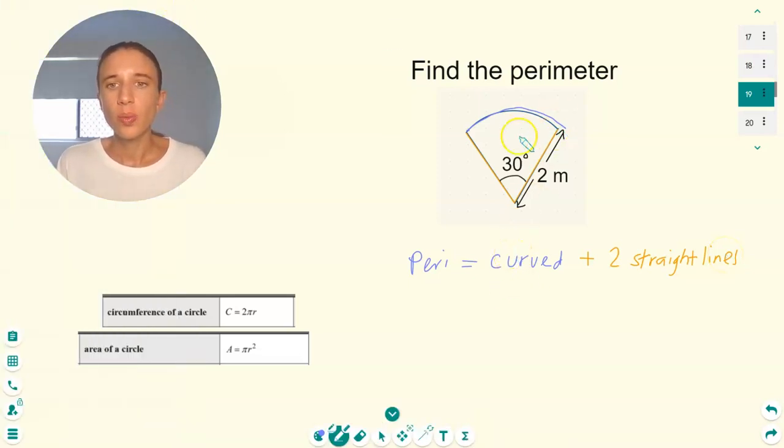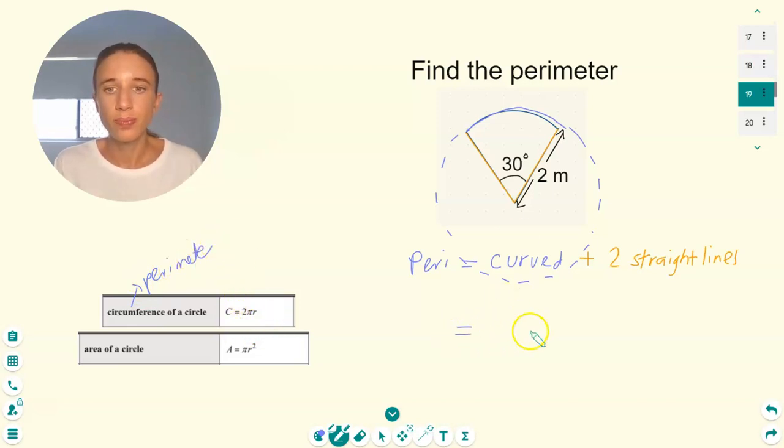Now, what will that curved bit be? How could we find the perimeter of that curved bit? Well, if we notice, this is a full circle. So what is the perimeter of a full circle? Well, we've got our little formula sheet down here. The perimeter is also called the circumference of a circle. So of a full circle, it's 2 pi r. That's the perimeter of a full circle.